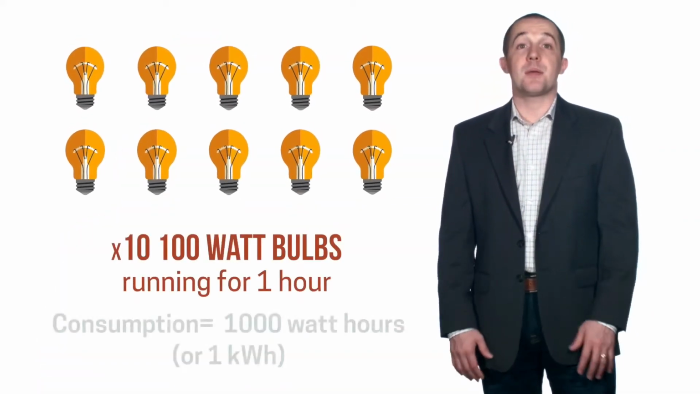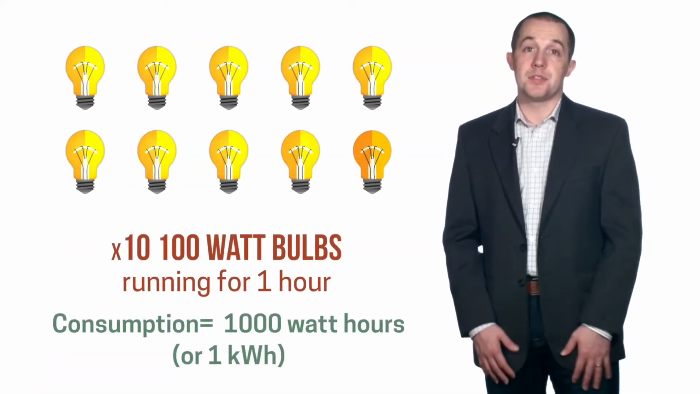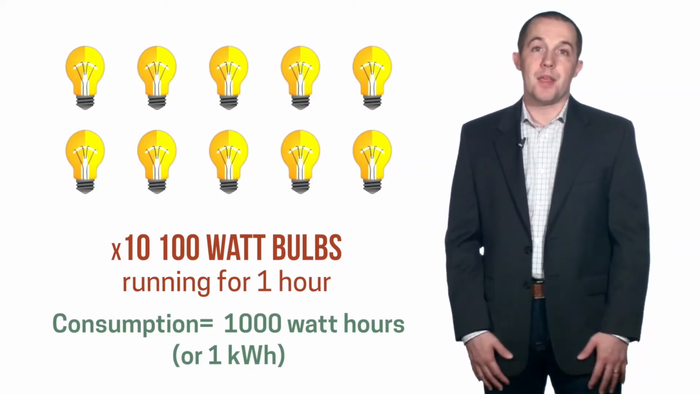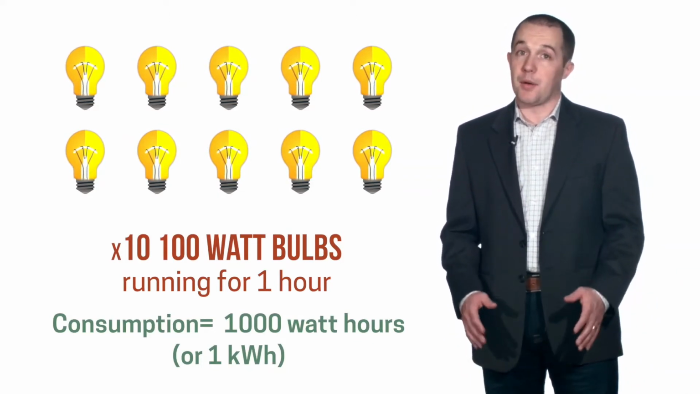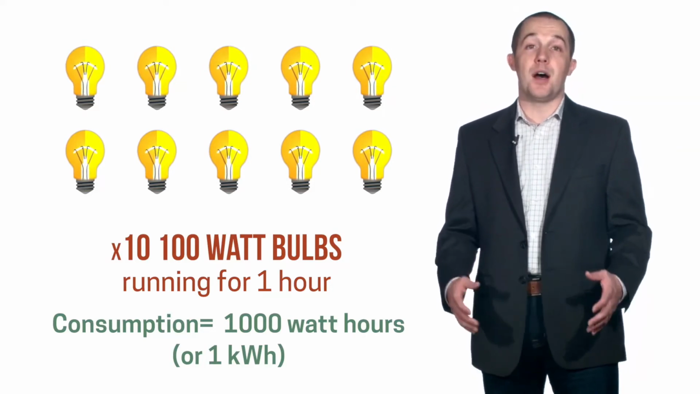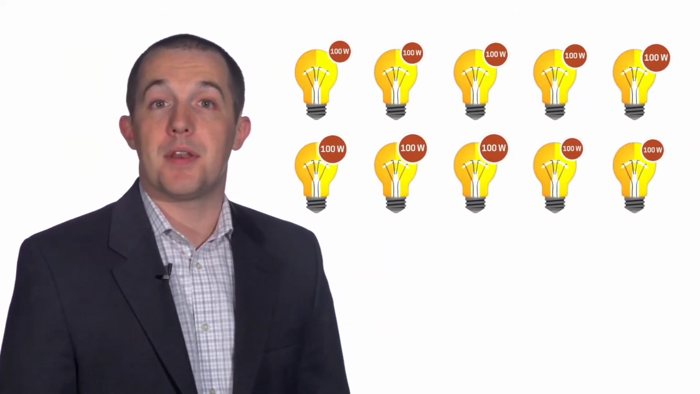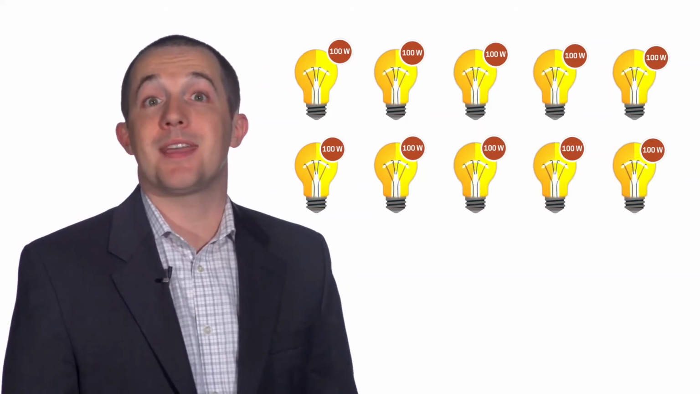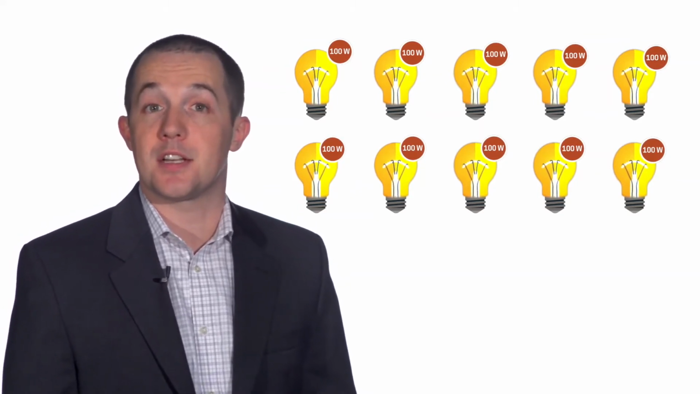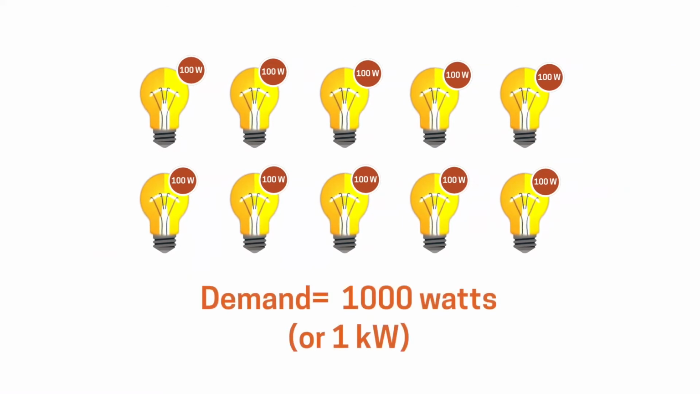Now, let's imagine a bank of 10 100-watt light bulbs that we run continuously for 1 hour. That's 1,000 watts consumed for an hour, which means our consumption is 1,000 watt-hours or 1 kilowatt-hour. Each bulb, however, has an individual demand of 100 watts or 0.1 kilowatts. But now we have 10 bulbs, which combined demand 10 times the energy from the utility than a single bulb. 10 100-watt bulbs running for 1 hour would mean our demand in this case would be 1,000 watts or 1 kilowatt.